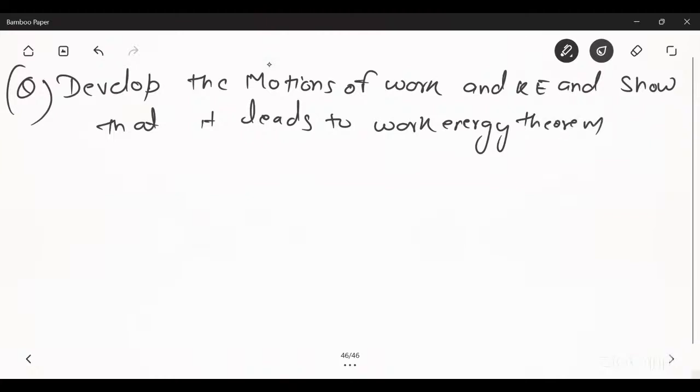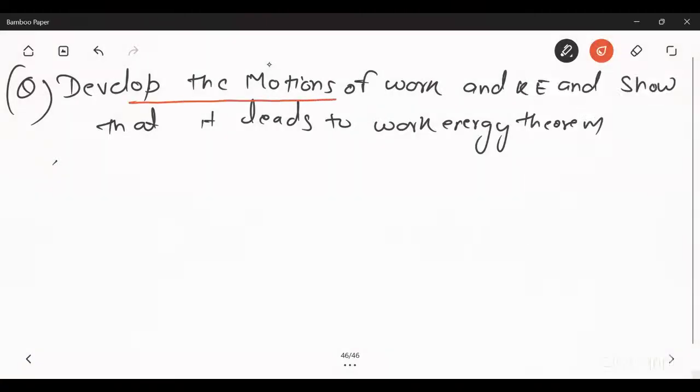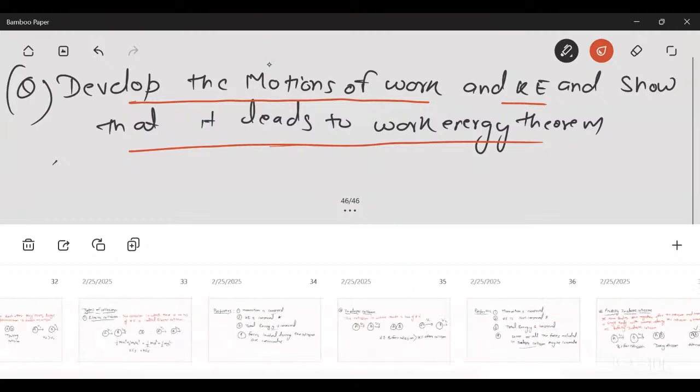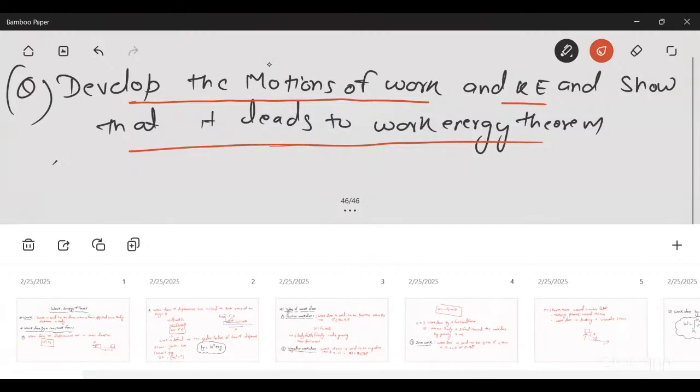It was saying about the types of work done. Firstly, you have to define what is work and what are the types of work done. Then kinetic energy. Then you have to show the work energy theorem. I also have discussed it in the previous video. Firstly, what is work? Work is defined as the scalar product of force and displacement.